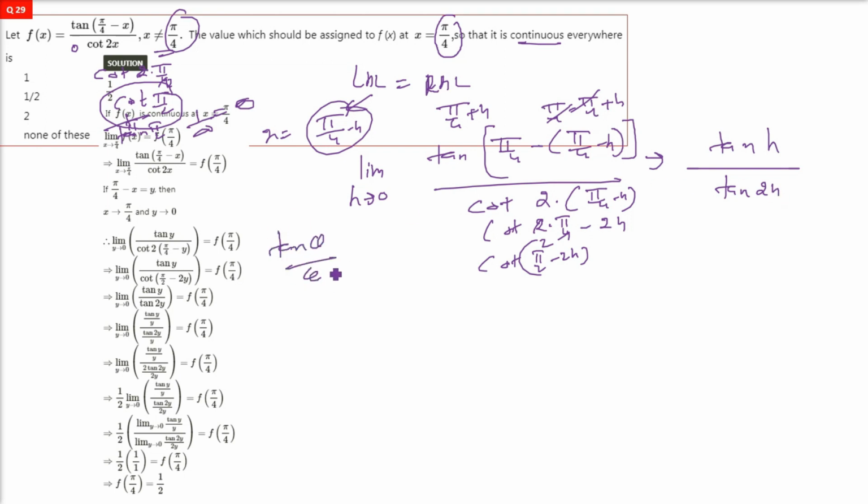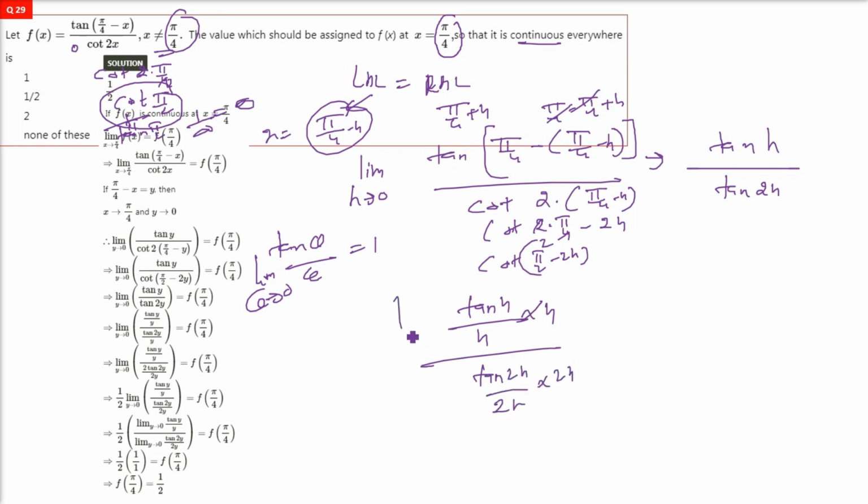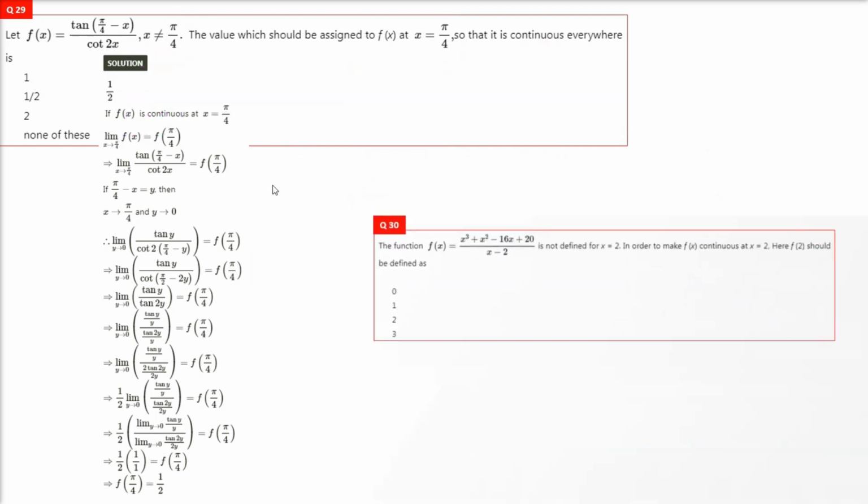So tan theta by theta, limit theta tends to 0, is 1. You know about that. Sin theta by theta is also 1. So tan h by h I am introducing, so h will be extra. And tan 2h by 2h, so 2h will be extra. Now apply the limit in both numerator and denominator. So tan h by h and tan 2h by 2h are going to be equal to 1. So only 1 by 2 will remain. h gets cancelled. So f(pi/4) is going to be half, 1 by 2.